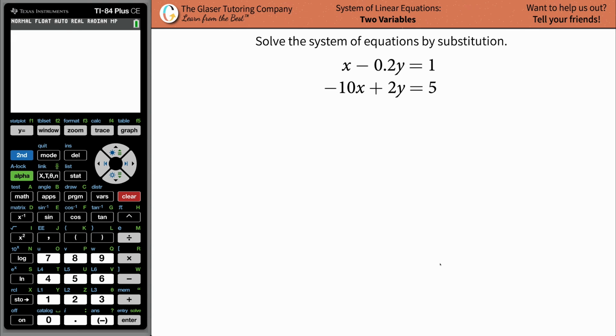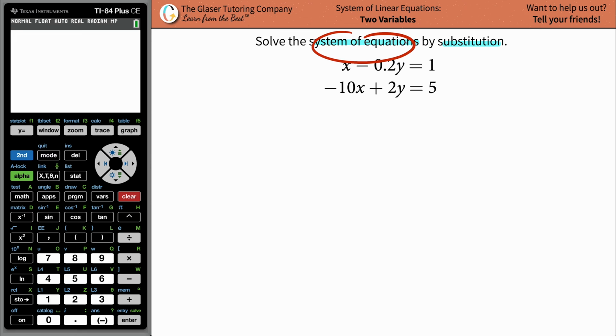Today it is a dark, rainy day, and what better day to do some videos and to solve systems of equations by substitution. Oh yeah. This one's going to be fun. We're going to learn how to solve these systems by the substitution method.